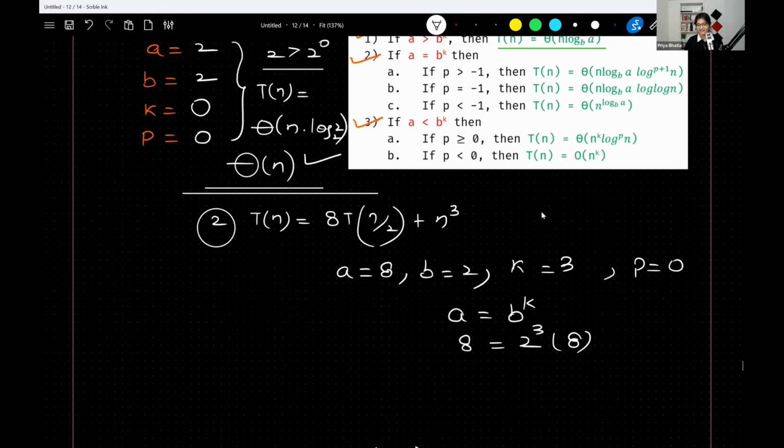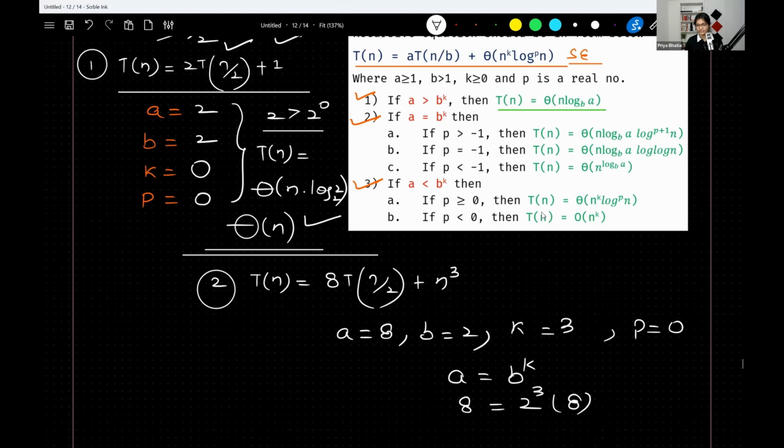So in this case, check the value of P. Here we have 0. So is this 0 bigger than -1, equal to -1, or less than -1? 0 is greater than -1. Greater than -1 means we are lying in the A part. What is the complexity? This is the complexity.